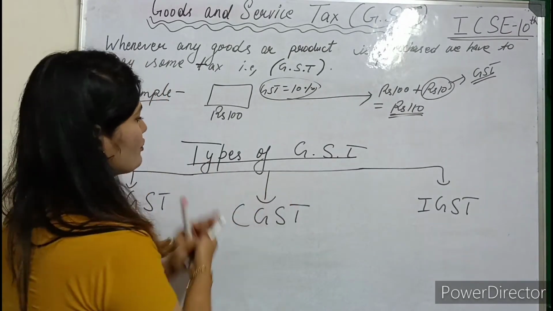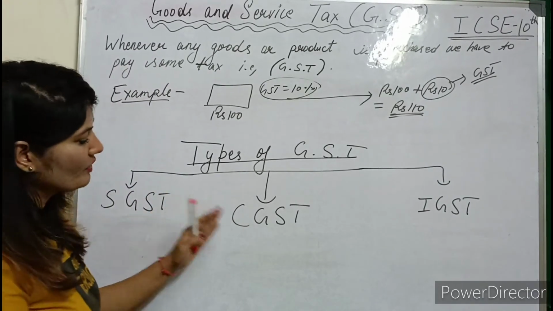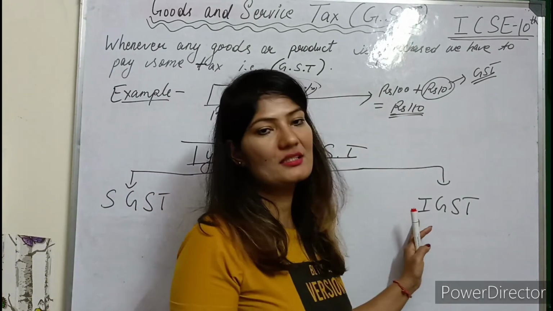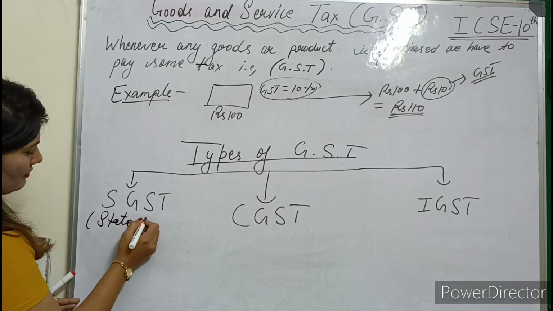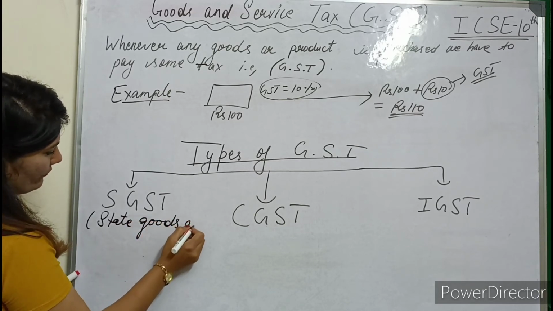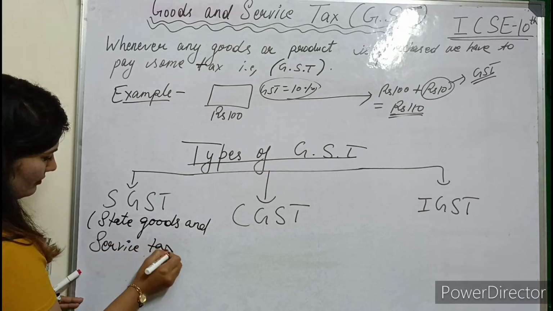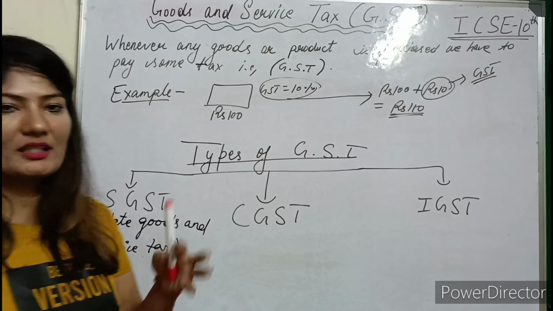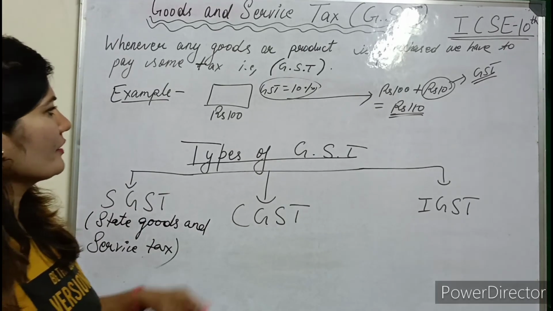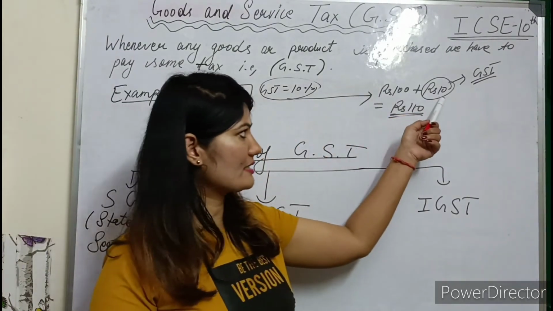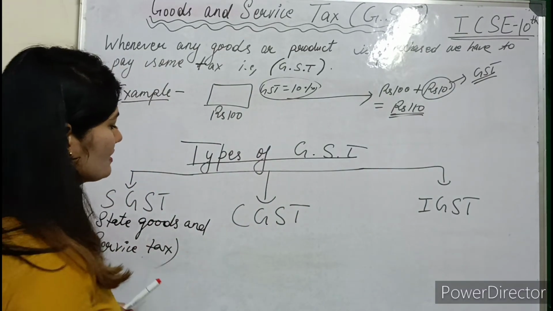So now the types of GST. Basically there are three types of GST. The first is SGST, second is CGST, and the third one is IGST. Here SGST means State Goods and Service Tax. The tax collected by the state government will be known as SGST. For example, if you are buying any product, the tax which will go to the state government will be known as SGST.